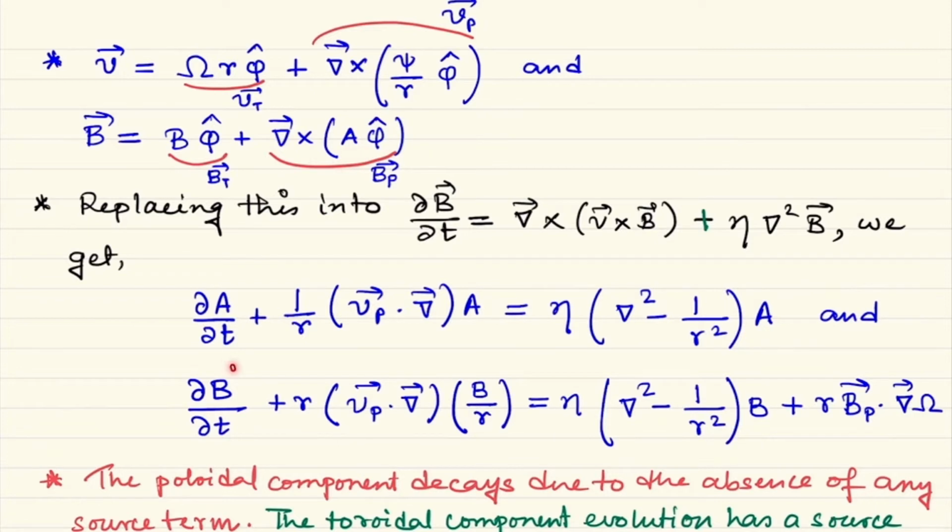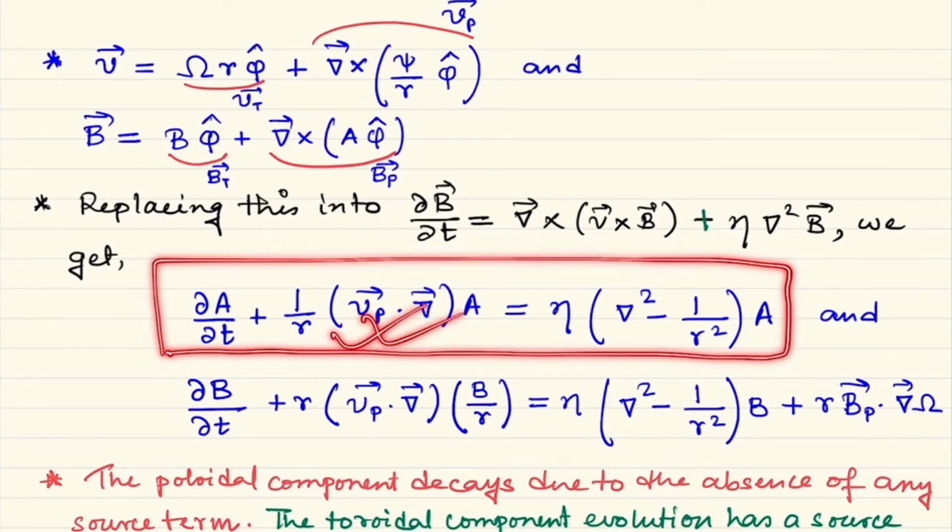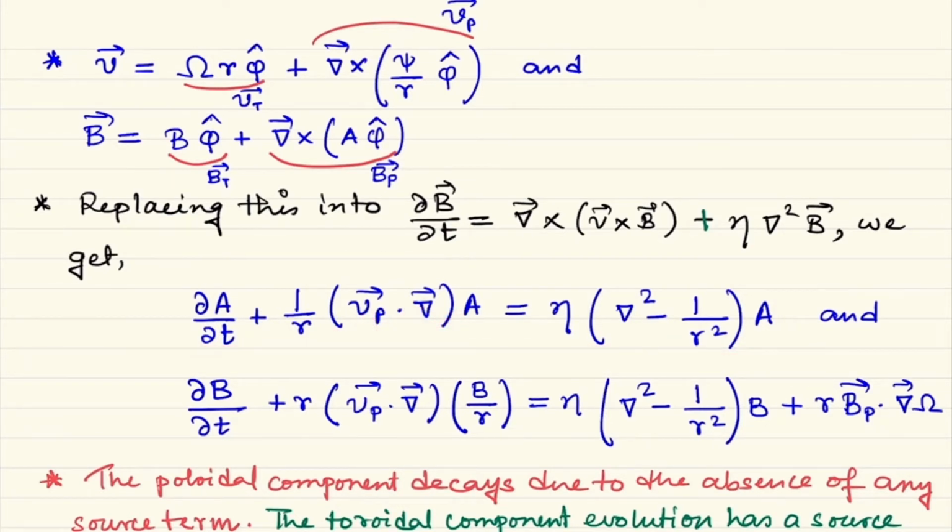And then the toroidal component of B has an evolution equation which is del B del t plus r times Vp dot nabla of B by r equal to eta, again nabla square minus 1 by r square B, plus r Vp dot gradient of omega. Now you see this omega is no longer a constant, this is a scalar. For A the solution is simple. It has an advecting component, but mainly its fate will be decaying because it has a diffusive component.